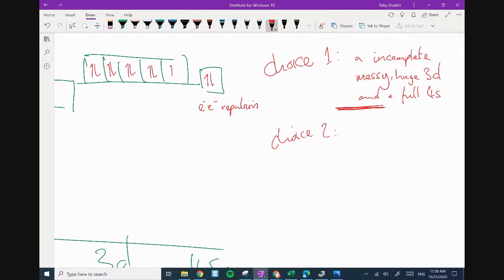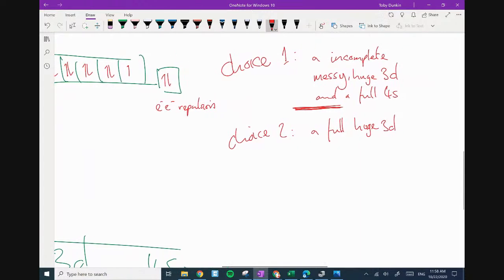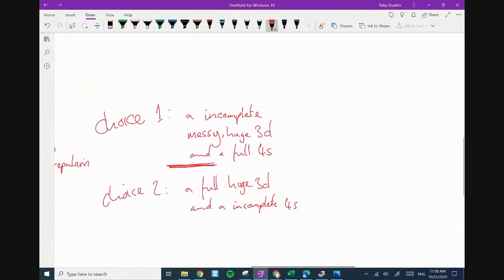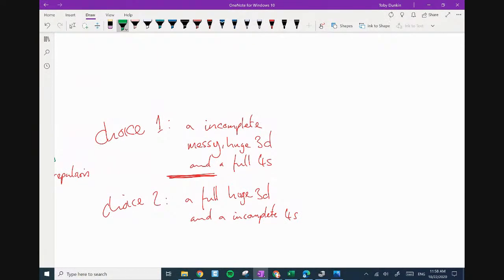Choice number 2 is a full, huge 3D. Now, considering I've said messy, it is messy. If you make the shell full, it becomes stabilized, and an incomplete, stable 4s. Now, what that's saying is, let's look at this just from an energy perspective.